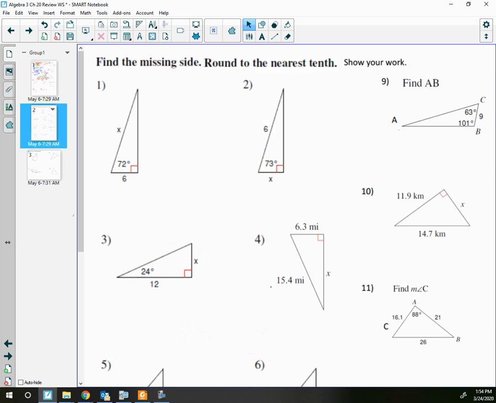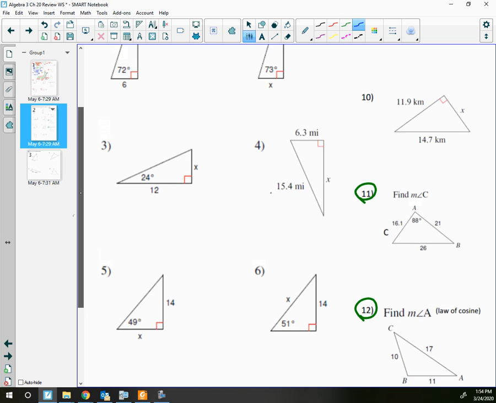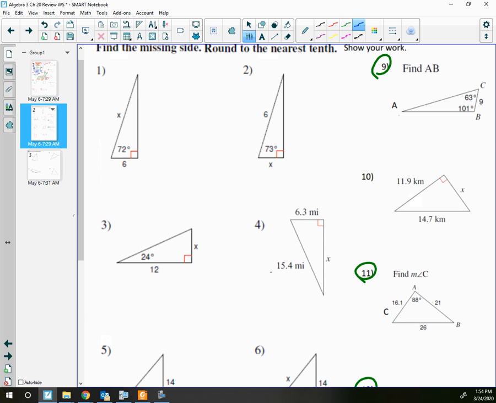So let's talk about the ones that aren't right triangles. So it looks like we have number 9, number 11, and then number 12. All right, so let's talk about what laws we would be using on these and see if we can do a little bit of solving. So let's take a look at number 9. They want us to find AB. So first of all, they're labeling this like we did back in geometry. So AB is this segment.